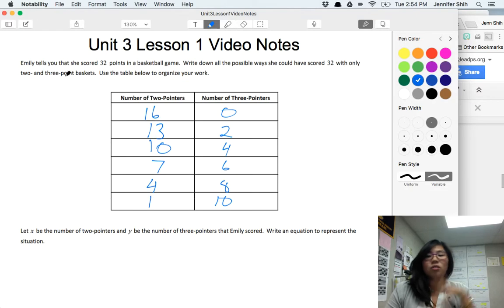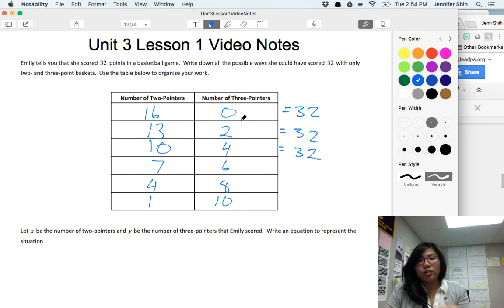This is the opening exercise from our lesson earlier today. It was about Emily and basketball, and basically we had to figure out if she scored 32 points in a game. So if all this was equal to 32: 16 two-pointers and 0 three-pointers, et cetera. All the combinations of two-pointers and three-pointers, if we added it up, they would get to 32.